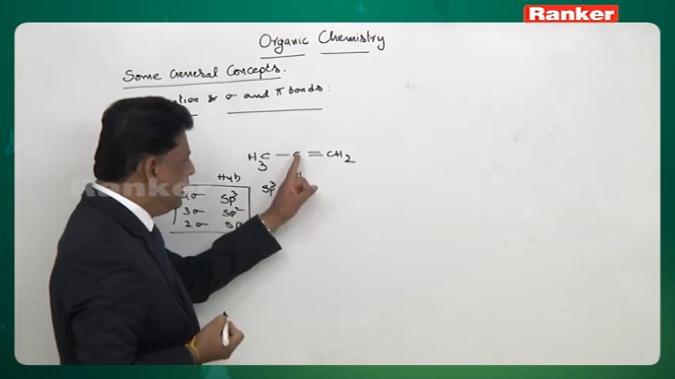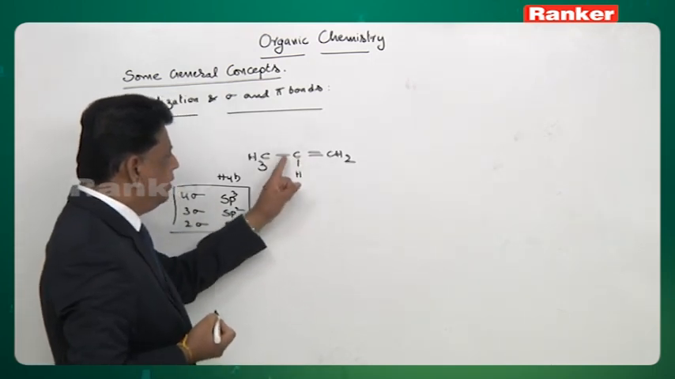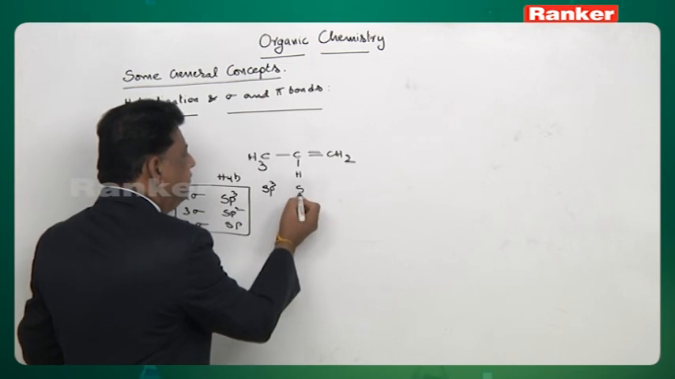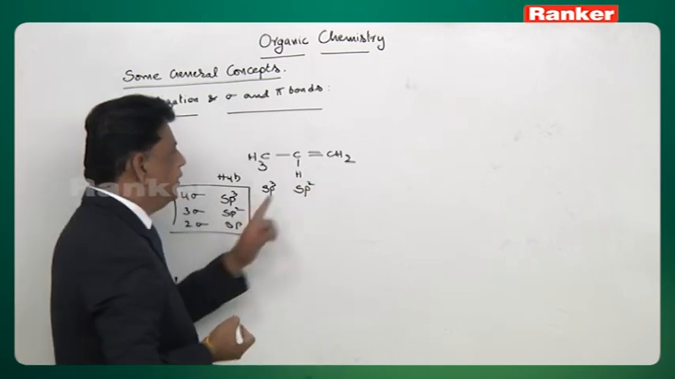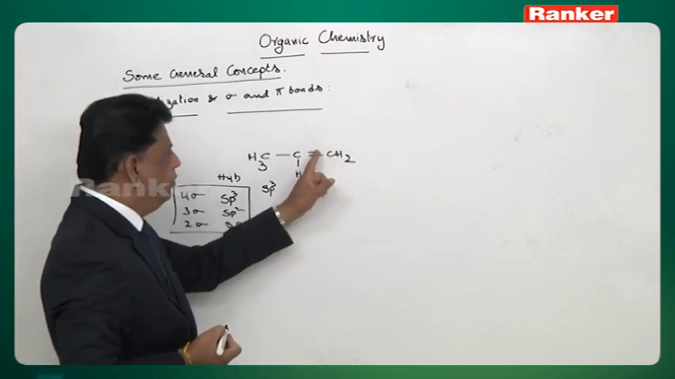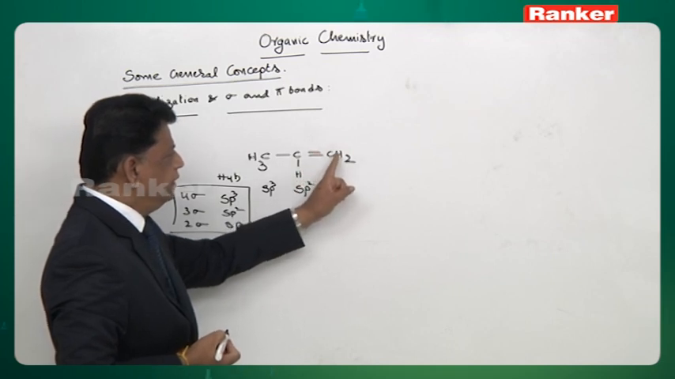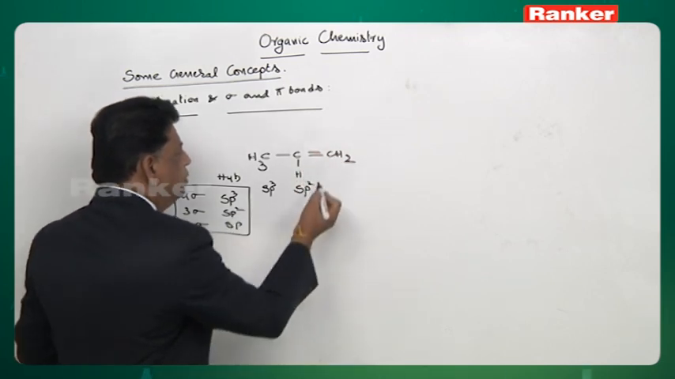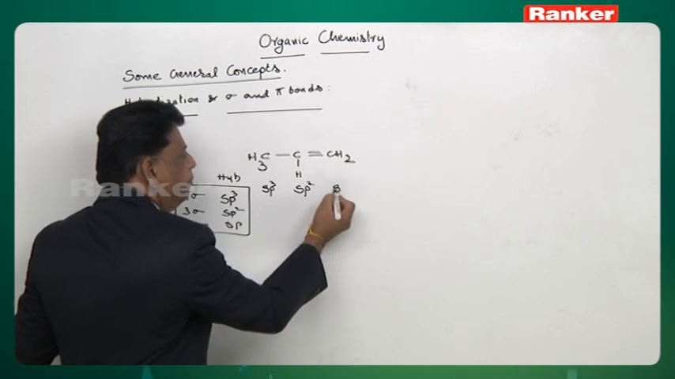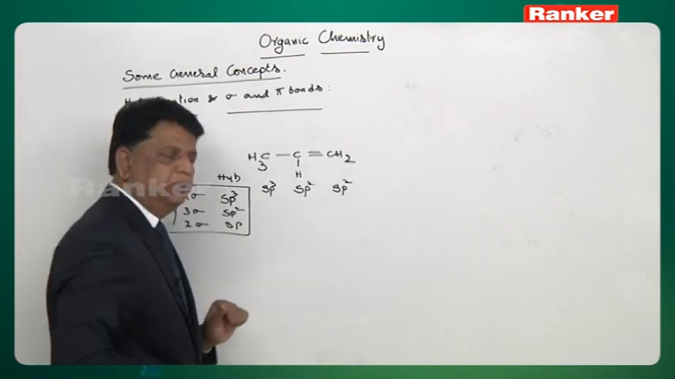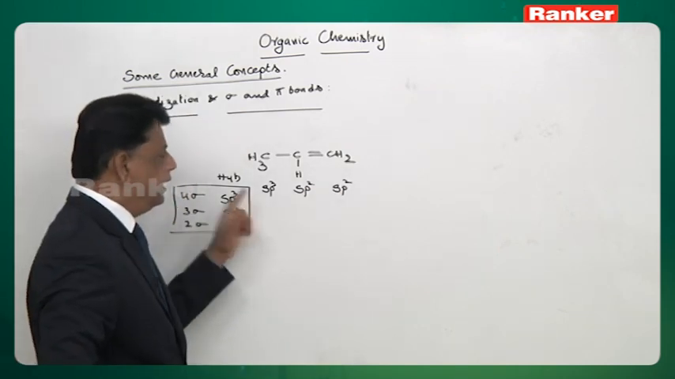Whereas the next carbon has 3 sigma bonds and 1 pi bond, so it is having sp2 hybridization. This carbon also has 2 sigma bonds with the 2 hydrogens, and 1 sigma with the carbon, so that is 3 sigma, meaning again sp2 hybridization. So, 2 carbons are sp2, 1 is sp3.